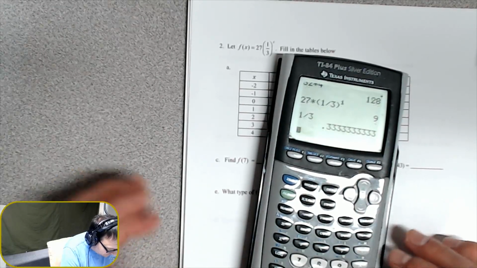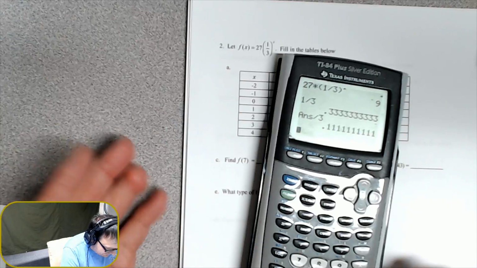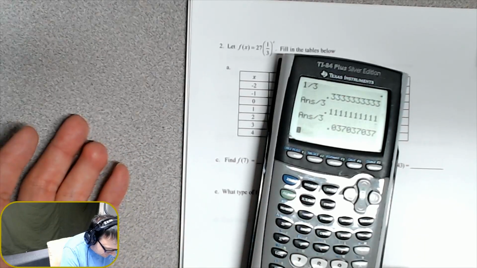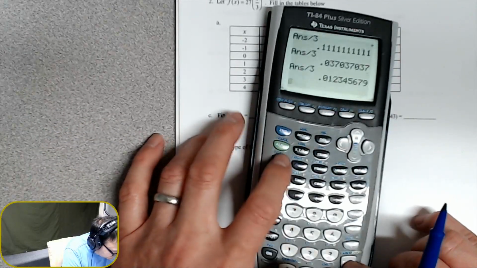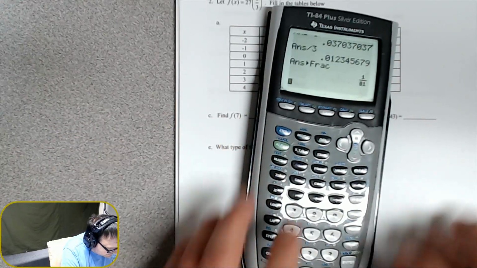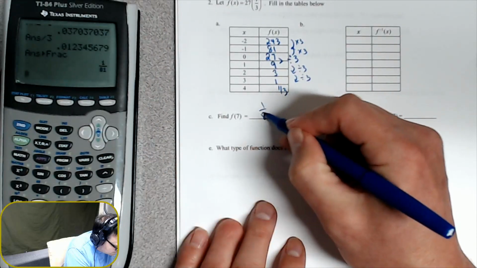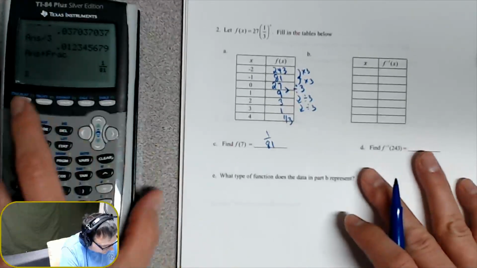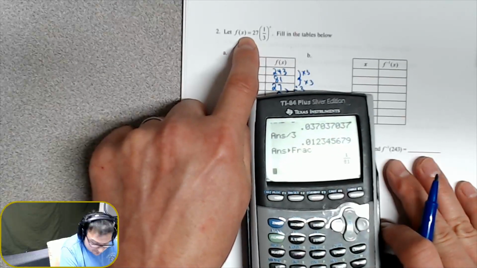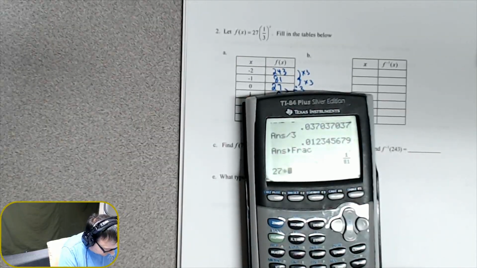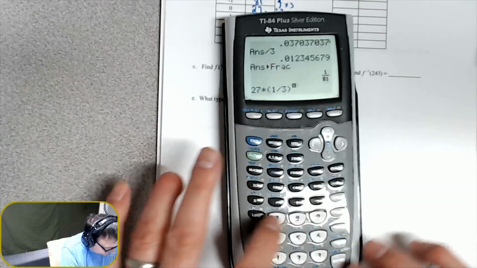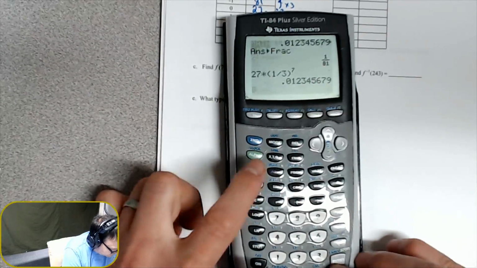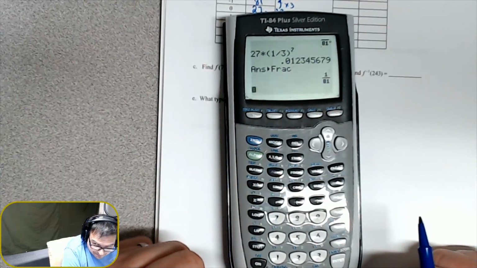That was 4. Divide by 3 again is 5. Divide by 3 again is 6. Divide by 3 again is 7. You see that? And then remember we did math fraction, 1/81, if we want to continue the table. Or we could have just gone back here to the function: 27 times parentheses. Don't forget those parentheses. 1/3 to the 7, and, oh, math fraction. Still got the same answer. Doesn't matter.